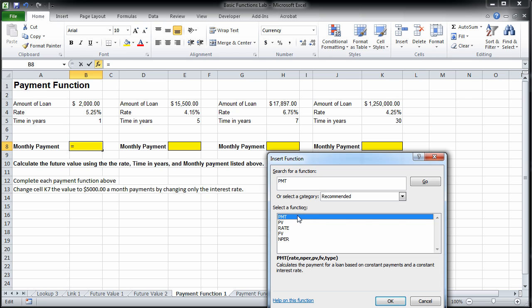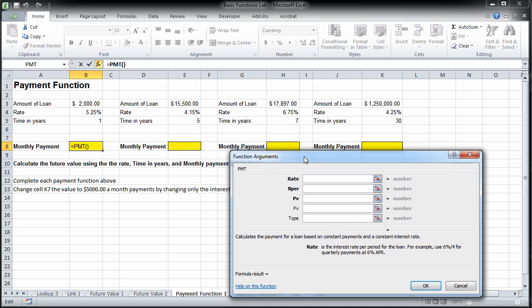There's the payment function, and I'm going to read carefully. Rate is the interest rate per period for the loan. Well, I'm going to make monthly payments. So I'm going to take the interest rate, and just like I did before, I'm going to divide it by 12. Because when we calculate the monthly interest, they can't continue to charge me interest on $2,000 when I've started to pay back some of the principal.